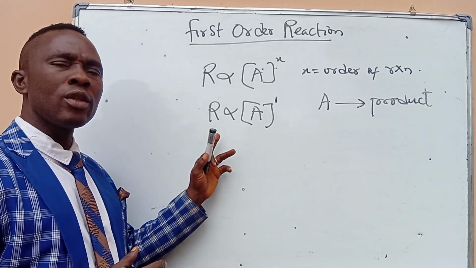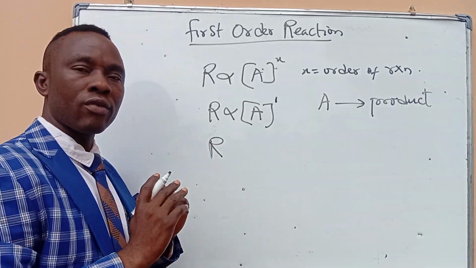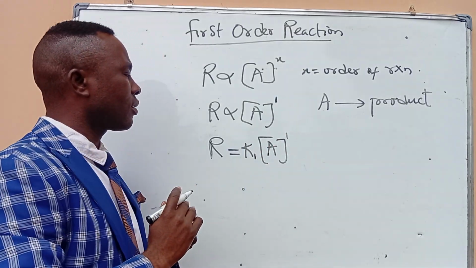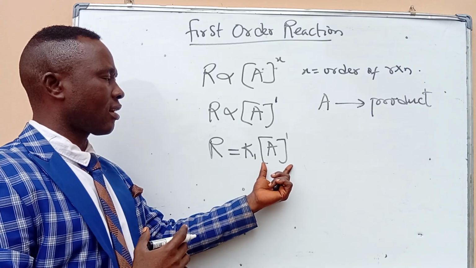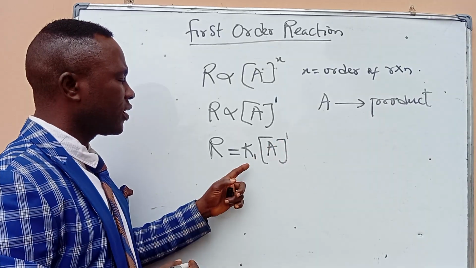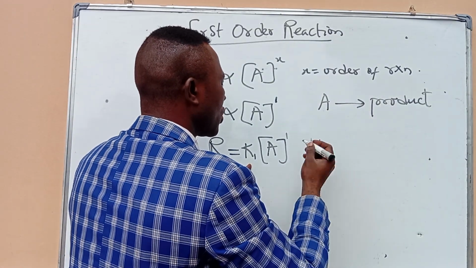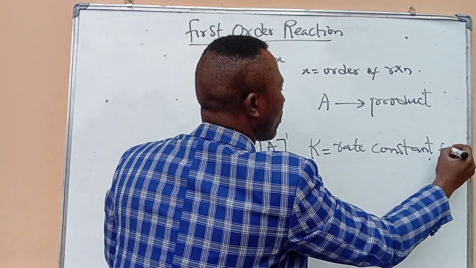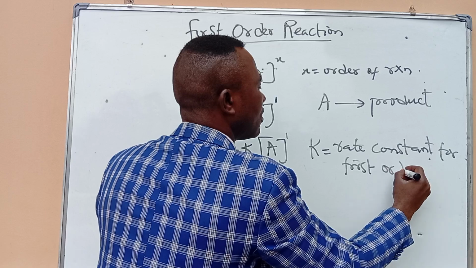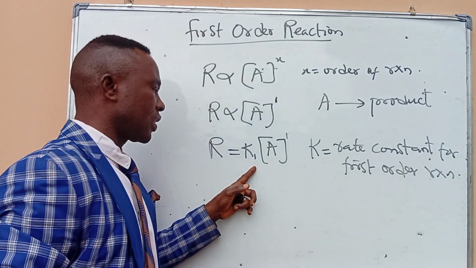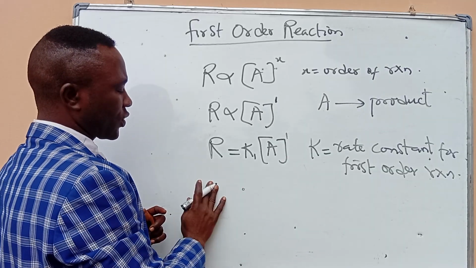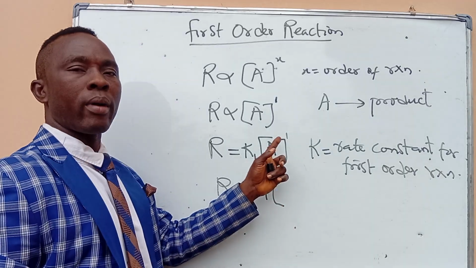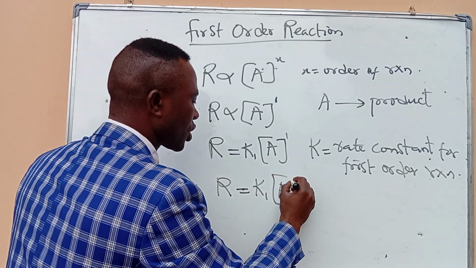Now if we introduce a constant, our R, which is rate of reaction, will be equals to K1 into A raised to the power of the first order. A here is the concentration of the reactant raised to the first order. Now, what is K1? K1 here is the rate constant for first order reaction. What does it tell us? It tells us that rate is actually equals to K1 times the concentration of A, because anything raised to power 1 is still the same thing.